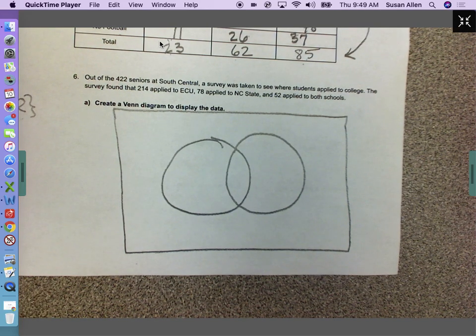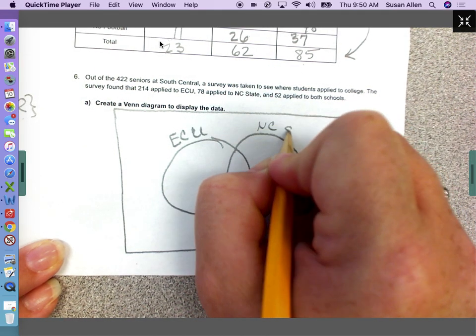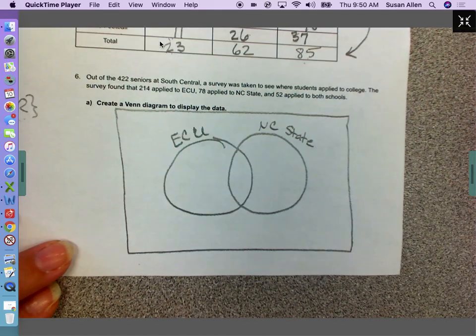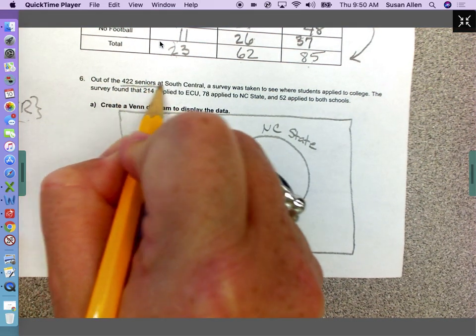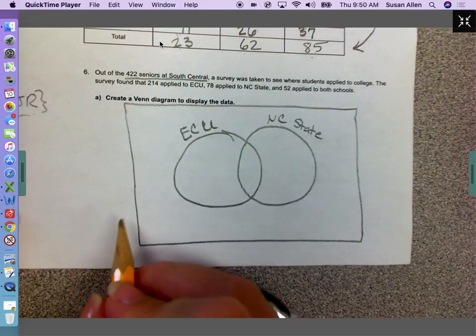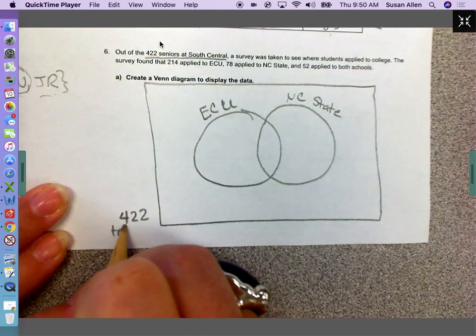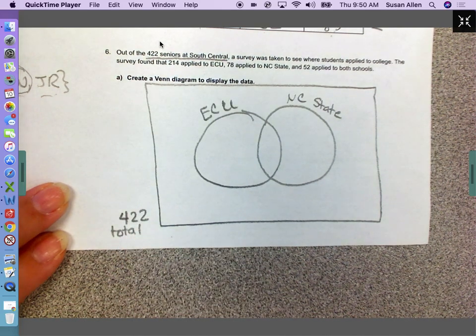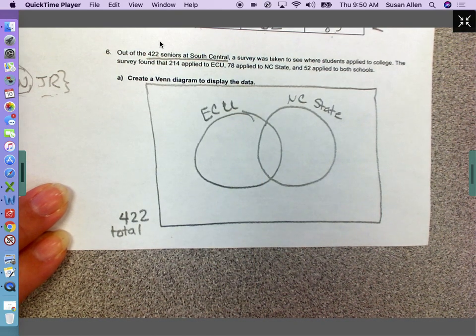There are going to be numbers that we're looking for inside the rectangle that are not in the circles. So I'm going to label my first circle ECU because it was mentioned first, and then my other one NC State. We need to be very careful. When we look at this information, it says that 422 seniors at South Central were surveyed. I'm going to put 422 on the outside. This is our total. That means that every number in my diagram when I finish should add up to 422.